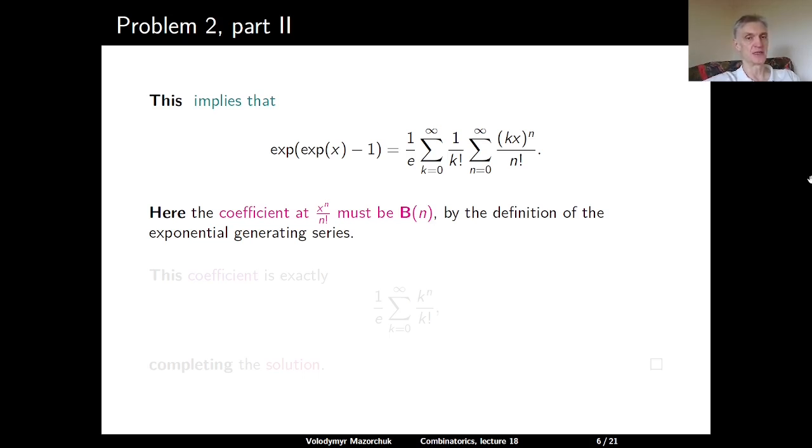the coefficient at x to the power n divided by n factorial on the right-hand side equals 1 divided by e times the sum over all k, k to the power n from here, divided by k factorial from here. And this completes our solution.